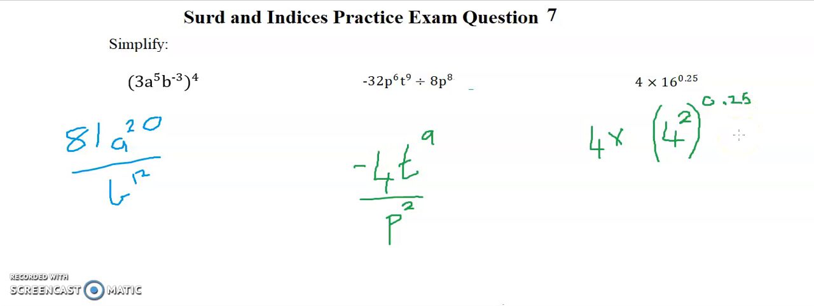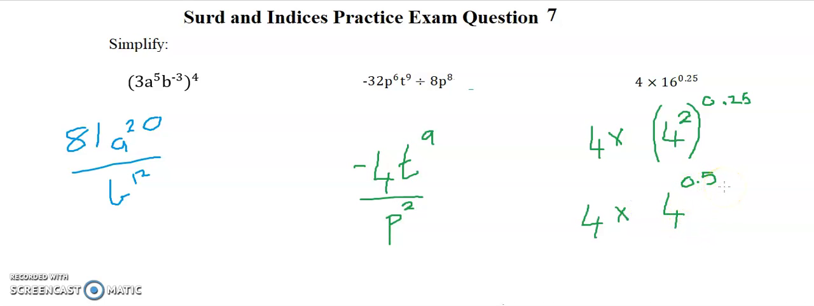Now the next thing I think about with that is when we've got a power and then a power on the outside, we can just go 2 lots of 0.25, which now becomes 0.5. 4 times 4 to the power 0.5.